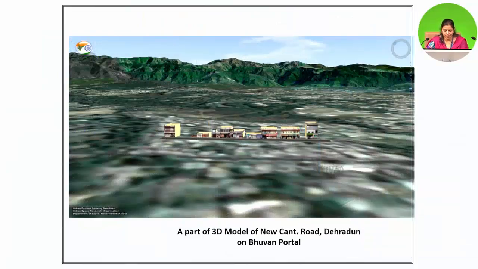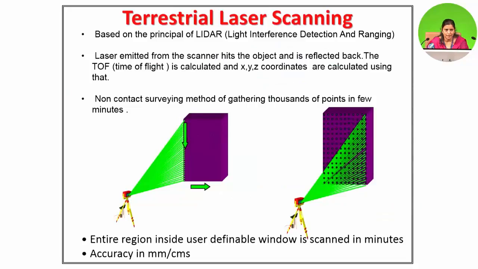This is a part of a 3D model in Dehradun. Such type of 3D models can be displayed on geoportals. This is displayed on Bhuvan geoportal, which is ISRO's geoportal.